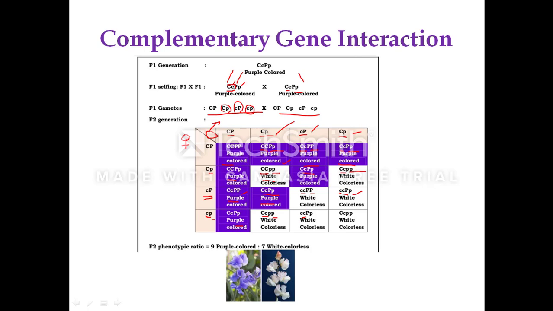Similarly, here it is homozygous recessive for C, heterozygous dominant for P, again it is a white flower. At last, it is heterozygous dominant for C, homozygous recessive for P, again white or colorless. When F1 purple flowered plants were selfed, the F2 generation showed 9 purple colored flower and 7 white colored flower bearing plants.